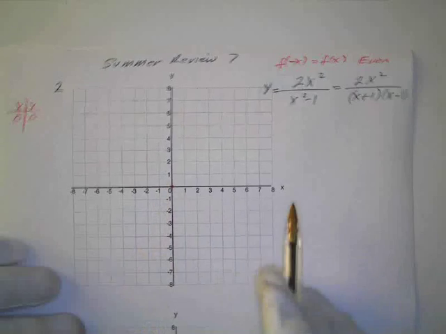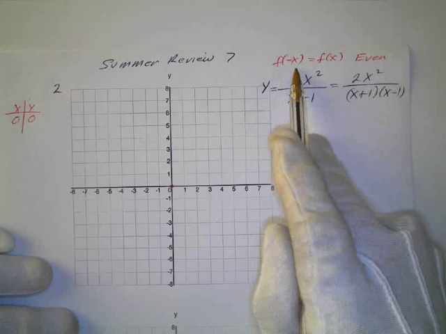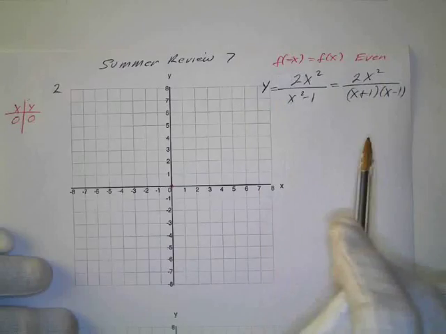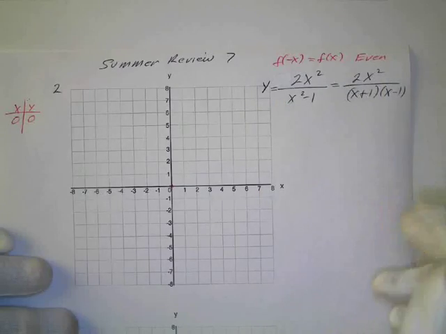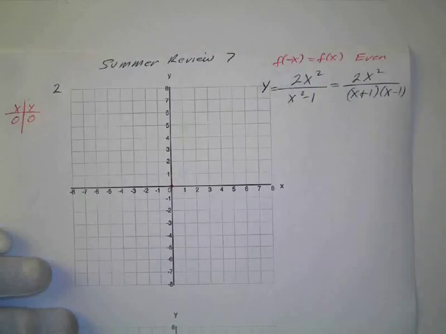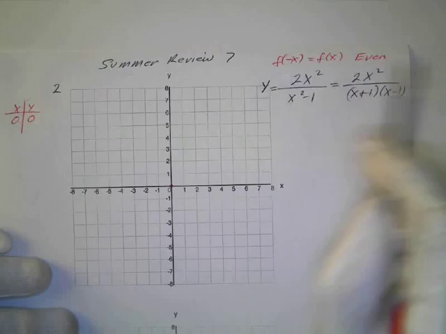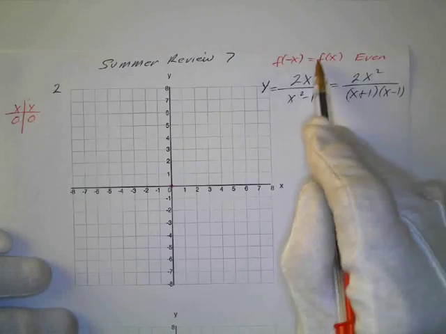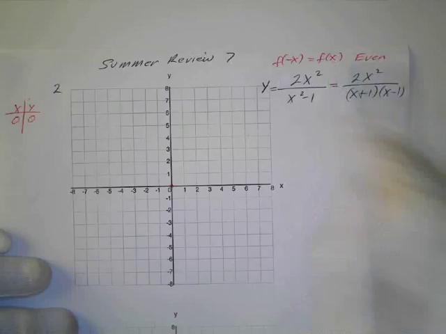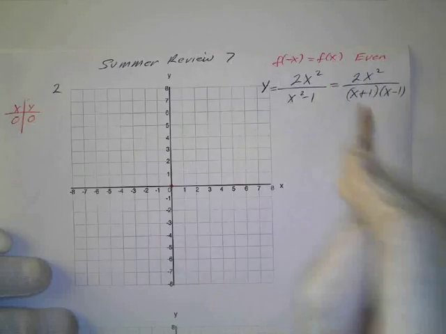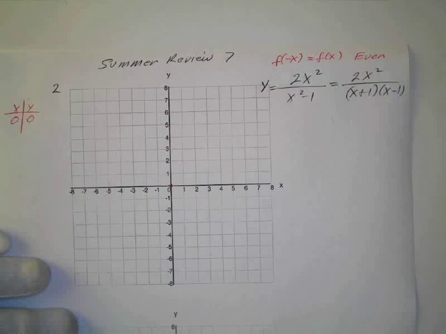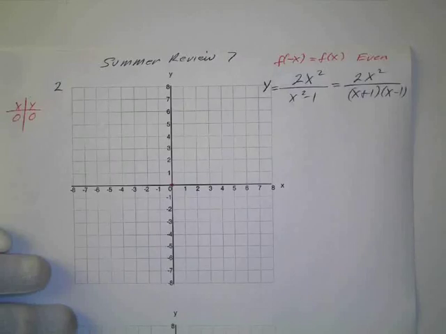So try to remember that. If f of negative x equals f of x, it's even. So we have all even powers. I hope you learned that in pre-calculus. You might have forgot it. And if f of negative x equals negative f of x, like we had in number 1, it's an odd function, it's symmetrical to the origin. So here we know we're symmetrical to the y-axis, so we only have to graph one side and then reflect it about the y-axis, so that's going to save us some time.